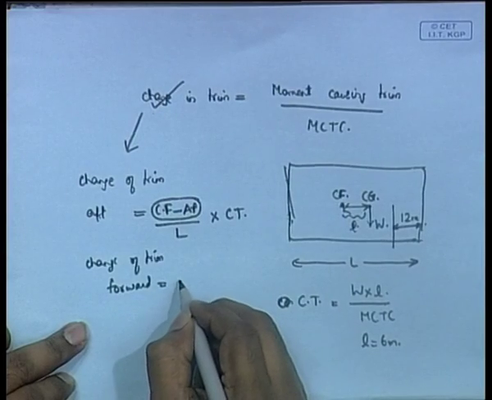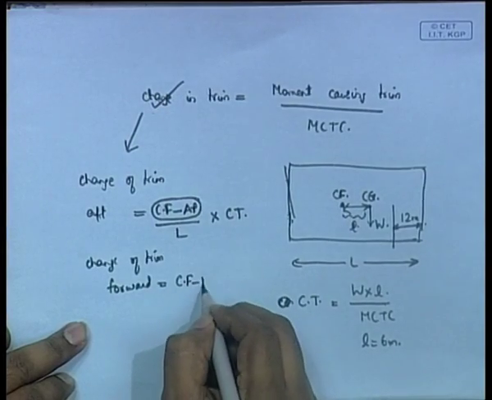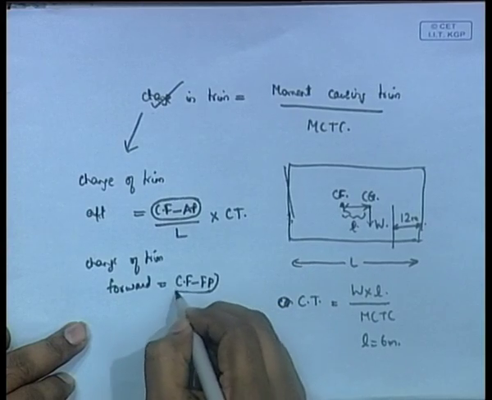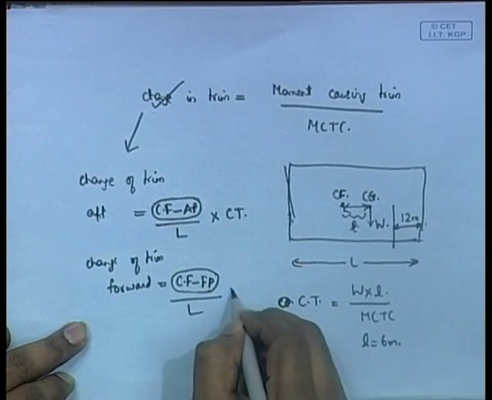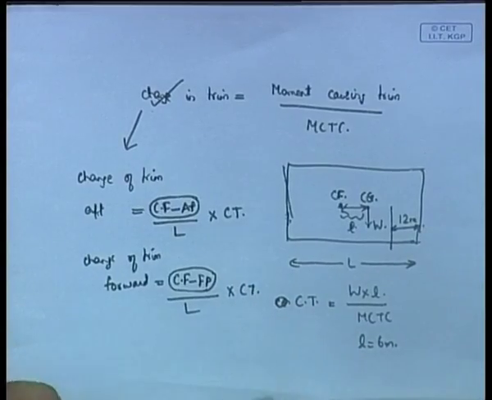Change of trim forward is the distance between the center of flotation and the forward perpendicular divided by L into change of trim. So, using this formula you can get the change of trim forward and the change of trim aft.